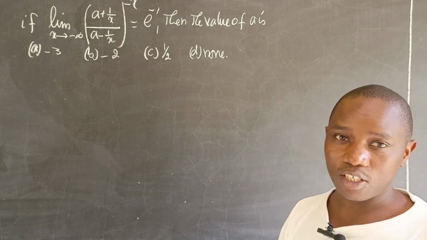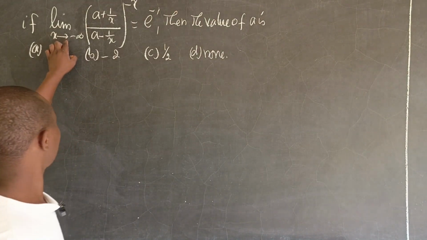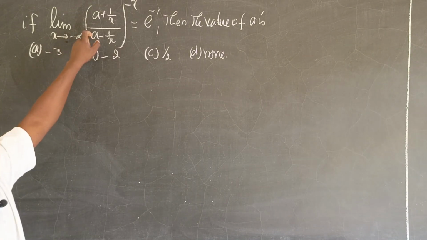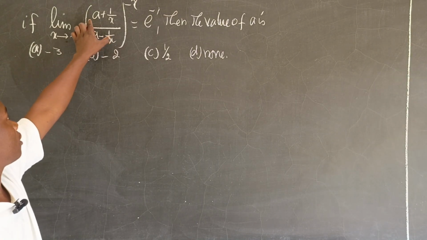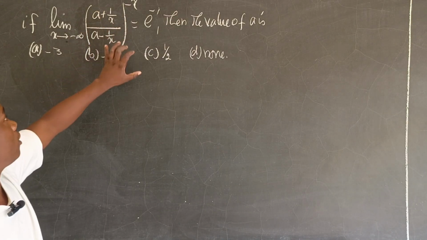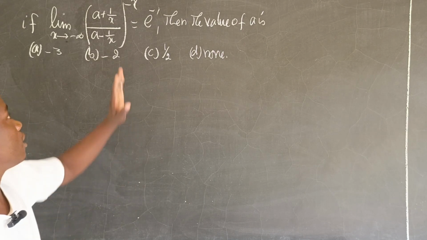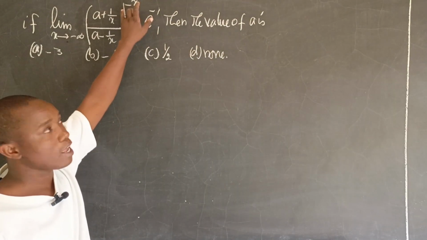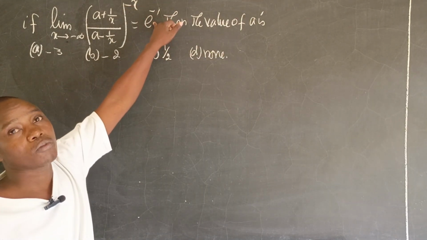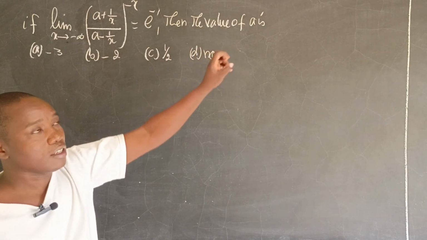Here is a question of limit. If the limit as x approaches minus infinity of (a plus a reciprocal of x over a minus a reciprocal of x) altogether to the power minus x is an exponential of minus 1, then find the value of a.